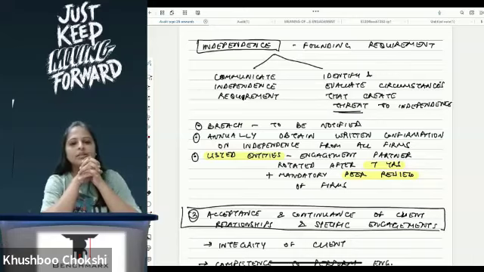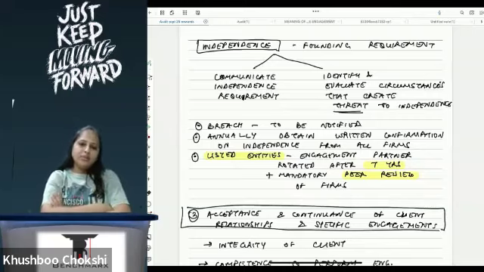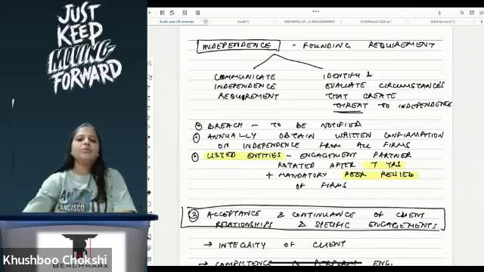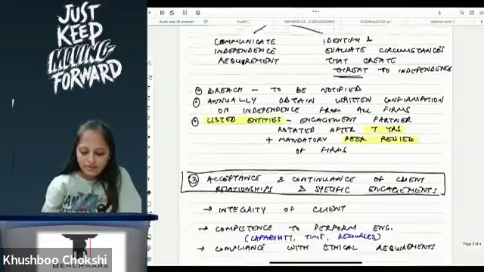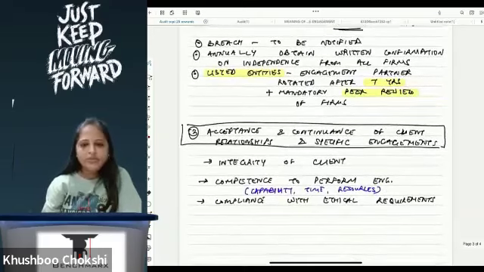And last, with a different pen write down listed entities dash engagement partner rotated after 7 years plus mandatory peer review of firms.